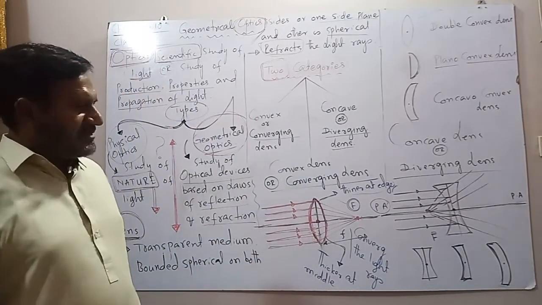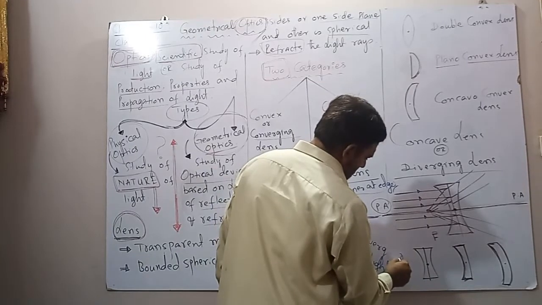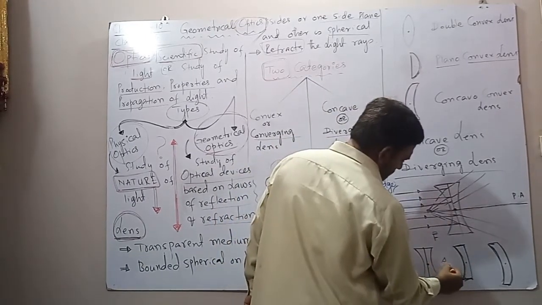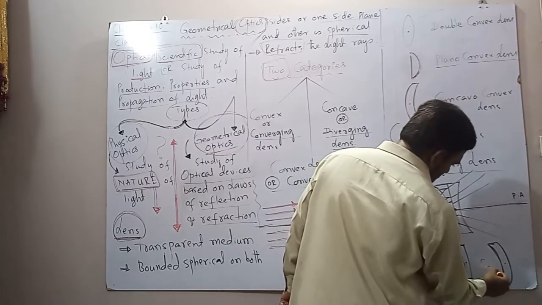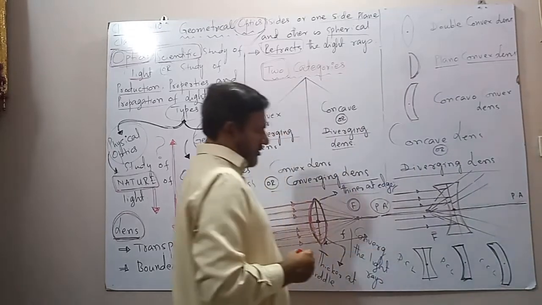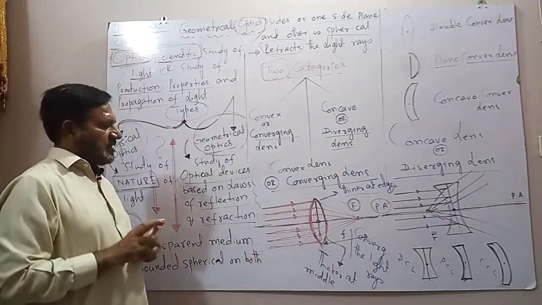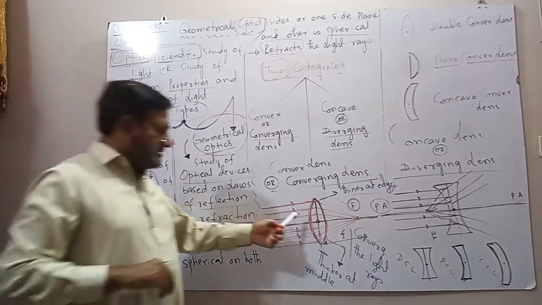Similarly, concave lens also has three different types. First is the double concave lens, another is known as the plano-concave lens, and the last one is known as the convexo-concave lens. So there are three different types of concave lens. There is another example of the convex lens.